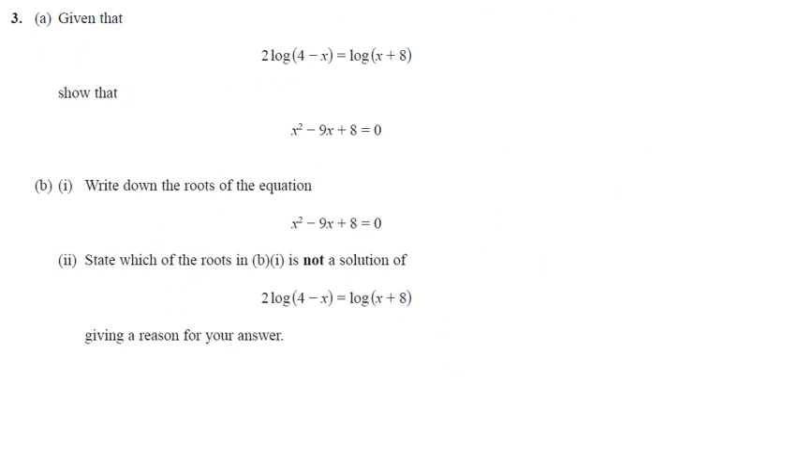Question 3. Given that we've got this log equation, show that we end up with this quadratic. Well, all we need to do here is take in this coefficient as a power. So we get log of 4 minus x squared is equal to log of x plus 8. So then we remove the logs and we just get that. And if we just multiply that out, we're going to get 16 minus 8x plus x squared is equal to x plus 8. And then all you have to do is just rearrange to get the answer. Okay, so bring the x over and the 8 over, and we get that.